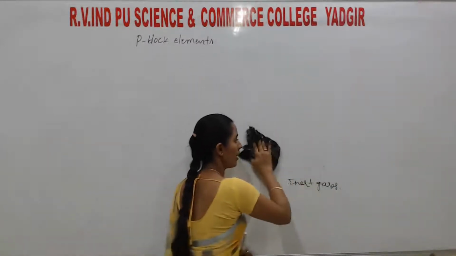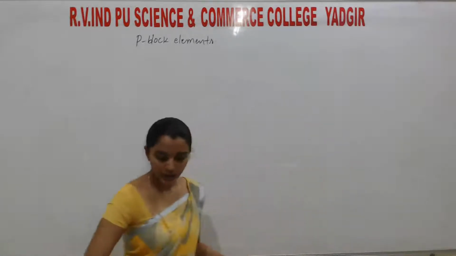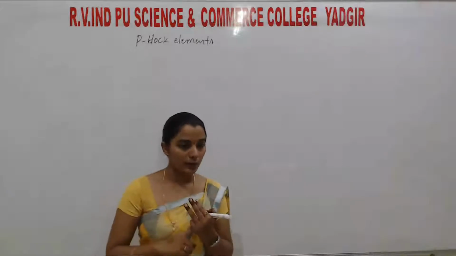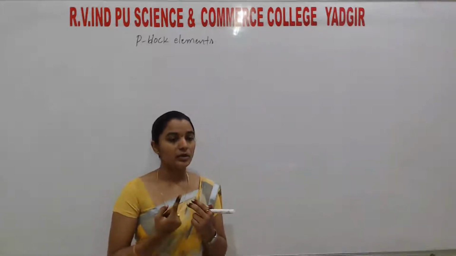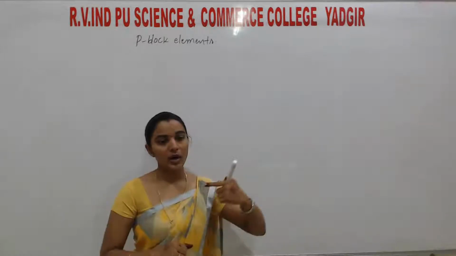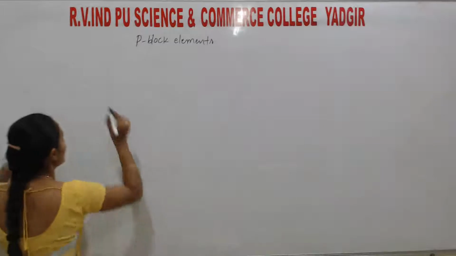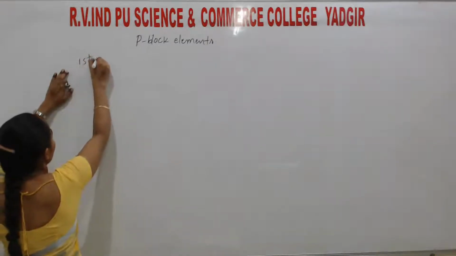So listen, how we are going to study any group: first periodic properties, then physical properties, chemical properties, and their compounds. This is the way. So the 15th group elements.